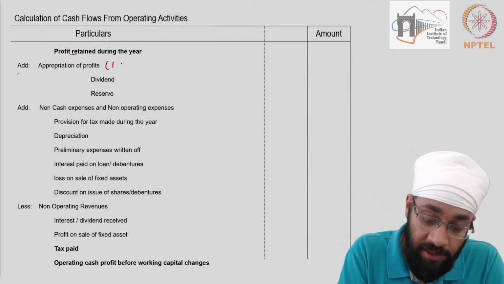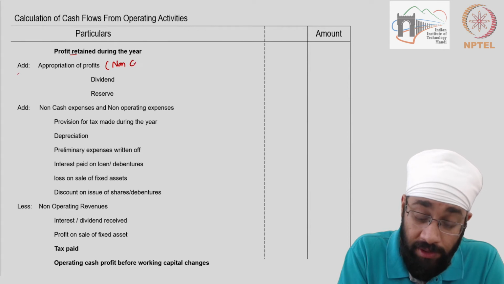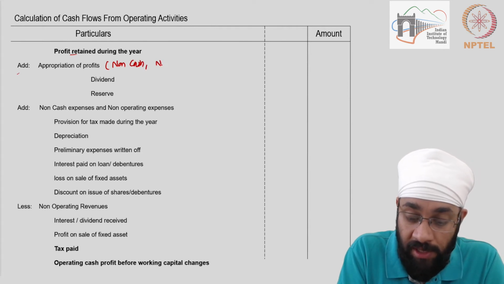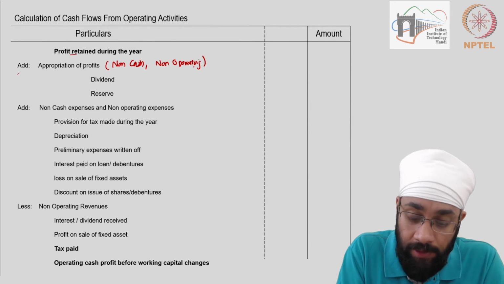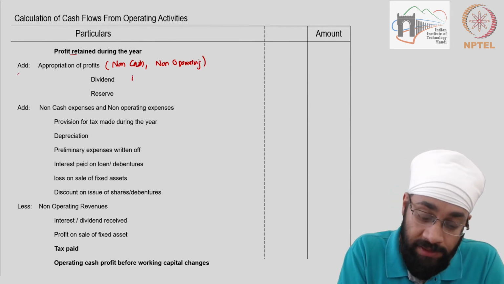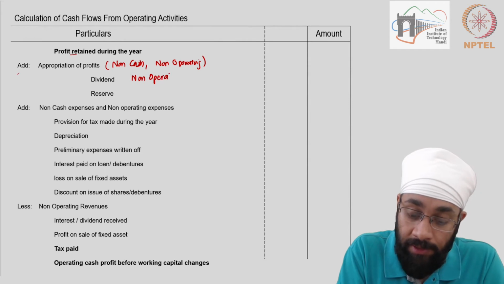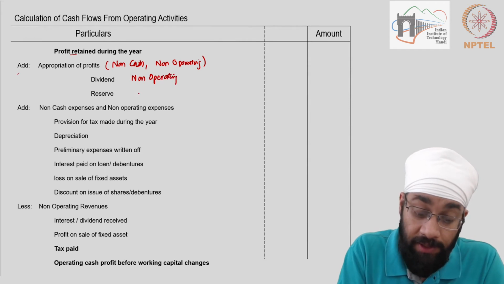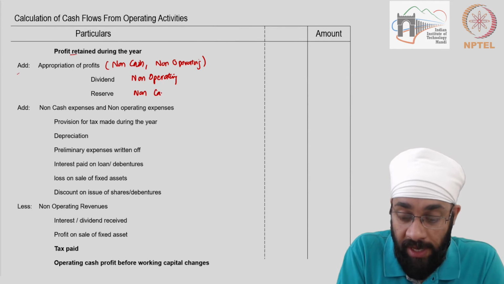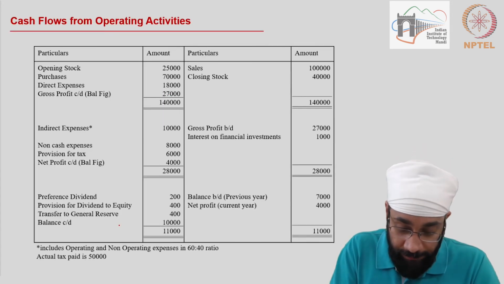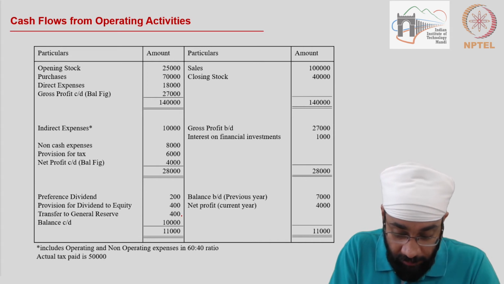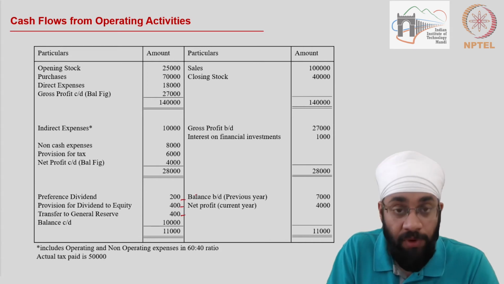Because these are either non-cash or non-operating. The dividend which is paid is the non-operating item, and the reserve is the non-cash item. And we've seen here that you are taking some money out of the profit for the year.